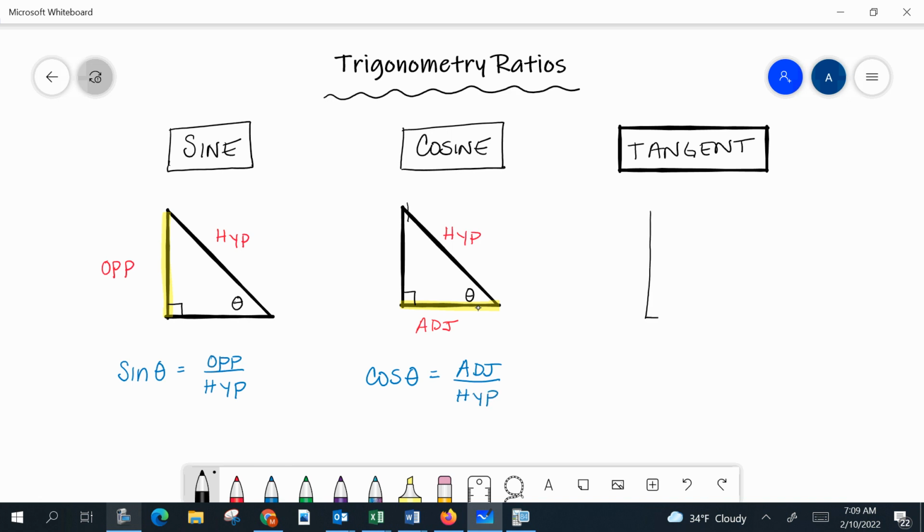Finally, our third triangle we're going to use to set up the tangent ratio. We're going to pick an angle again, theta, but this time for tangent, we are going to use both the opposite side and the adjacent side. So tangent's actually the only one that does not use the hypotenuse at all. That was the opposite, this is the adjacent, and the tangent ratio is equal to opposite over adjacent.